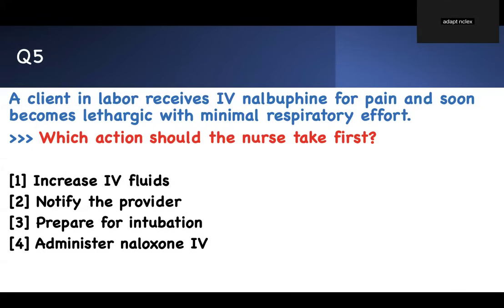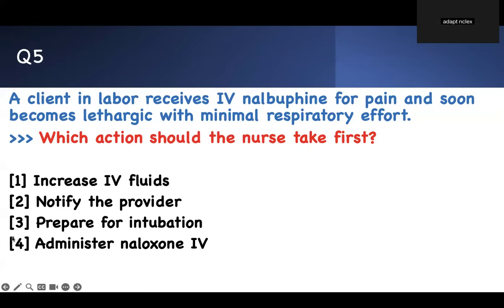If I give you an opiate, it causes respiratory suppression, right? Your respiratory status may go down. What you use to reverse an opiate is not IV fluid, it's not calling the doctor, and it's not intubating the patient. It's giving the patient naloxone. Anybody given an opiate, you have naloxone with it. Even with outpatient medication, nowadays we're giving you naloxone. So the right answer is number 4.